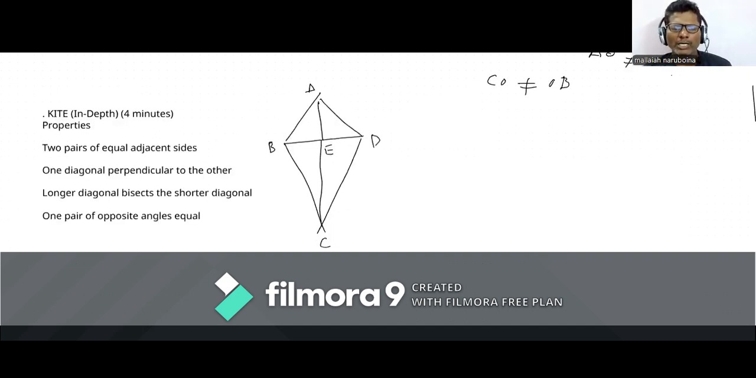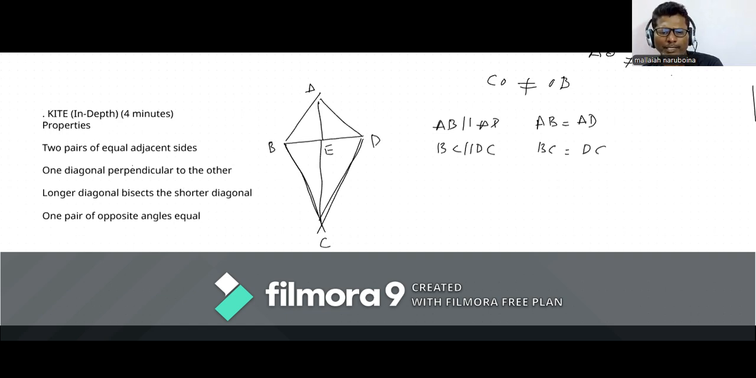Kite is also one quadrilateral. Sum of all interior angles of a kite is 360 degrees. Now here we have two pairs of adjacent equal sides. Means this AB and AD are equal in length. AB length is equal to AD length. Similarly, length of side BC is equal to DC. This length is equal to this length CD.